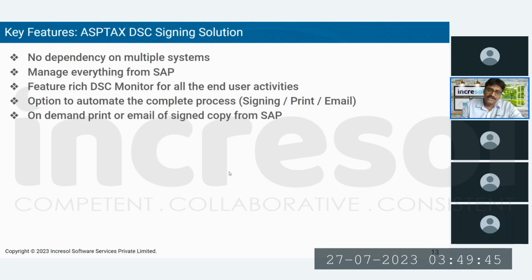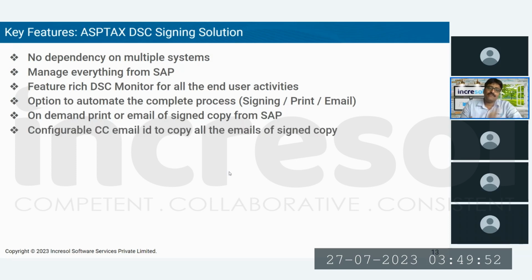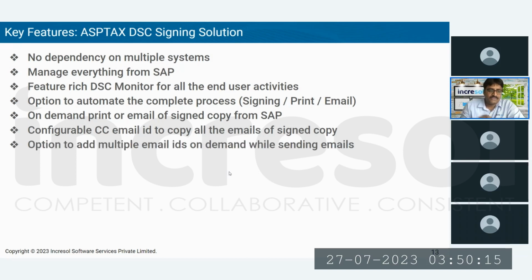On-demand print or email of signed copies from the DSC cockpit, you can do it. And you can add a CC email ID also. Whenever an email is going from this cockpit, it can also be copied to one of the common email IDs, for example, accounts or invoice copy at xyz.com. That type of common email ID you can create, and all the copies can go to that email ID for reference. Or in future, if a customer or partner claims that the invoice is not received, you can resend from there, or you can resend from SAP also.